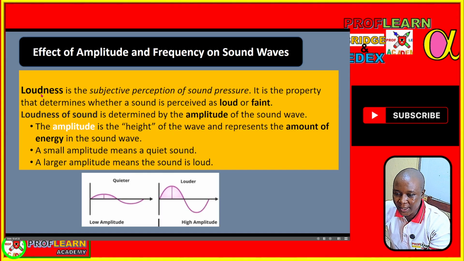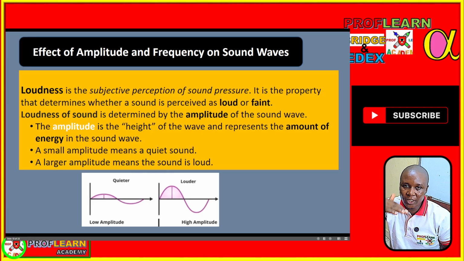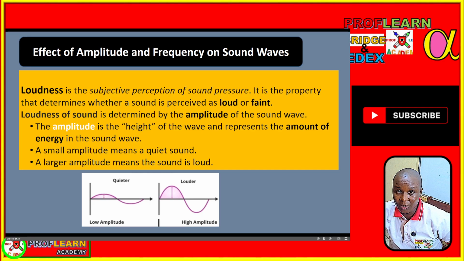So loudness is determined by the amplitude. We can say loudness is the subjective perception of sound pressure. It is a property that determines whether the sound perceived is loud, faint or quiet. So with sound waves, if you want to know how loud a sound is, you look at the amplitude. If the amplitude is big, that is a loud sound.